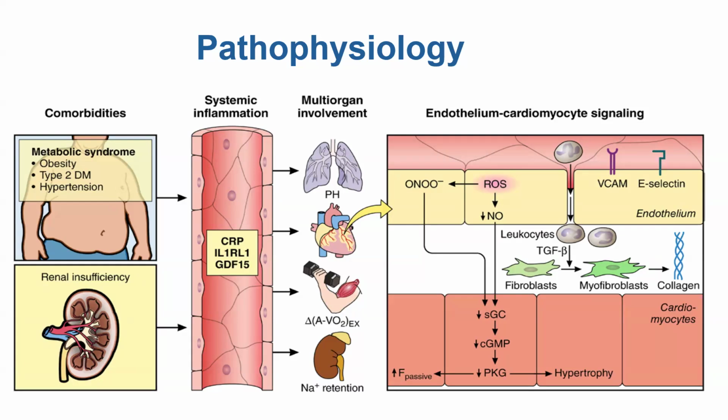So the inflammation secretes something we call reactive oxygen species, which in turn lead to a decrease in nitric oxide. And downstream there, you see there's also a reduction in your cyclic GMP and PKG. This leads in turn to hypertrophy and fibrosis. And this process also ends up leading to diastolic dysfunction, which is the hallmark of heart failure with preserved ejection fraction.